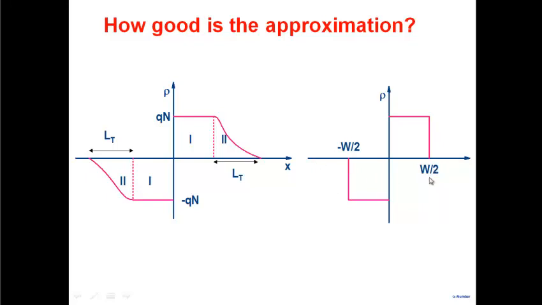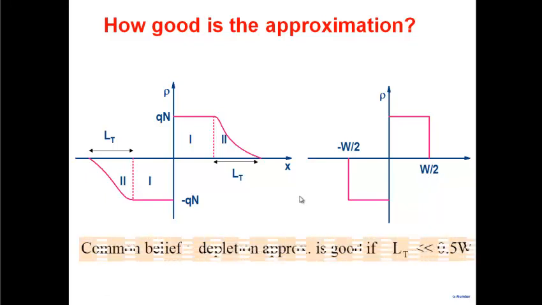So the issue is how good is this approximation? And as some of you said, and it's a common belief, the depletion approximation will be good if the transition region that you see here, LT, is much smaller than, let's say, half the depletion width, right? Say I figure out what the transition region LT is, and then I know what my depletion width is, right? We are already calculating the depletion width. We have the expression. And therefore, if this LT is much smaller than W by 2, one may say, well, the transition region is a very small region here. I can sort of neglect it.